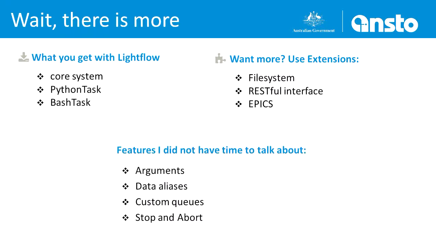There are a bunch of features I couldn't cover in the talk. So you can have arguments to workflows, so you can start a workflow with different arguments. You can give aliases to data, so you can tag them. You can send tasks to special queues. So for example, if you have a worker that runs on special hardware, certain tasks should only go to that special worker. And you can stop and abort your workflow, of course.